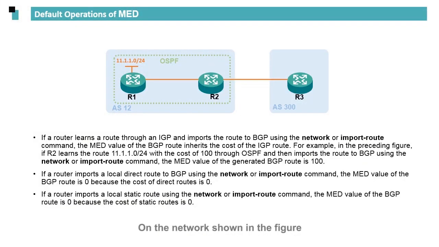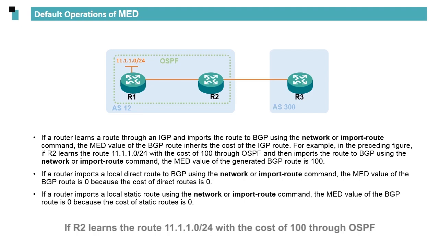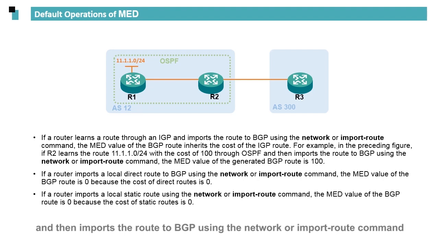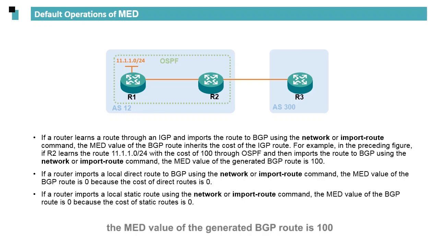On the network shown in the figure, R1 and R2 belong to AS12 and R2 connects to R3, which belongs to AS300. OSPF runs in AS12, and R1 learns the route to 11.1.1.0/24. If R2 learns the route 11.1.1.0/24 with the cost of 100 through OSPF, and then imports the route to BGP using the network or import-route command, the MED value of the generated BGP route is 100.